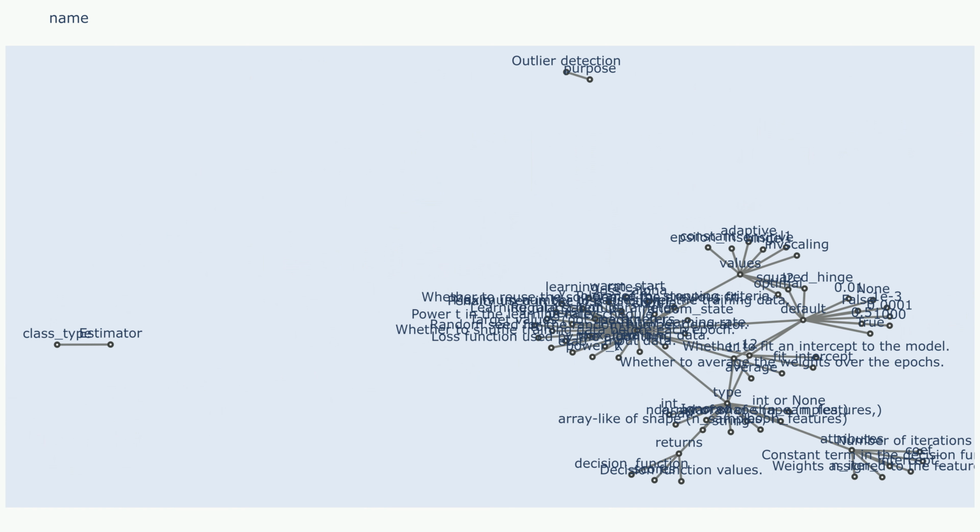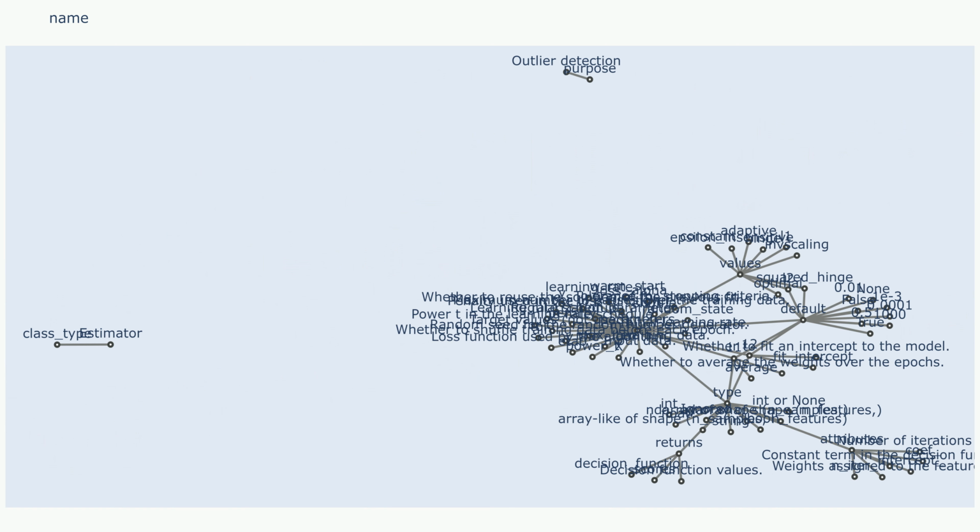This YAML configuration defines an SGDOneClassSVM model with L2 regularization, a specific learning rate schedule, and other parameters controlling training and optimization.